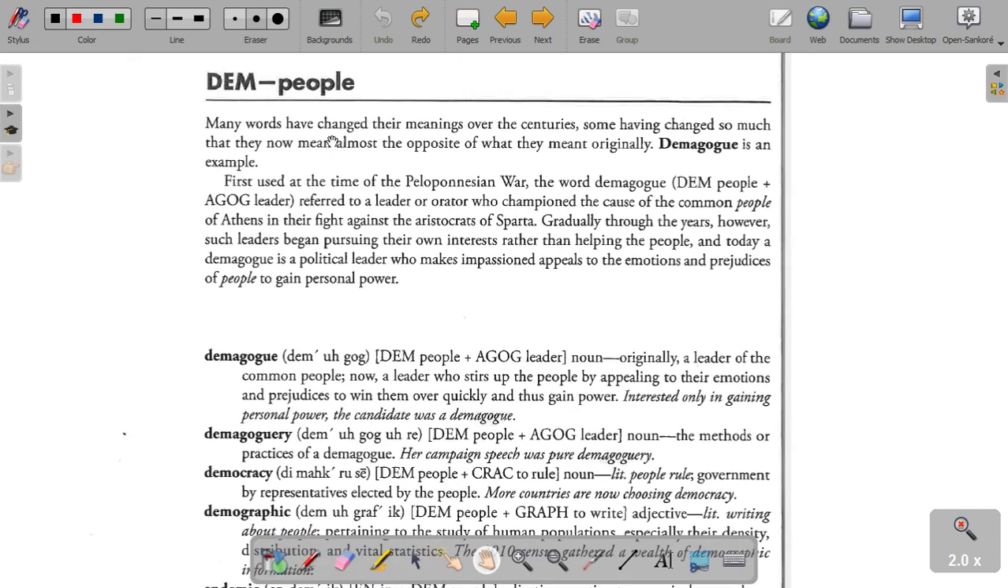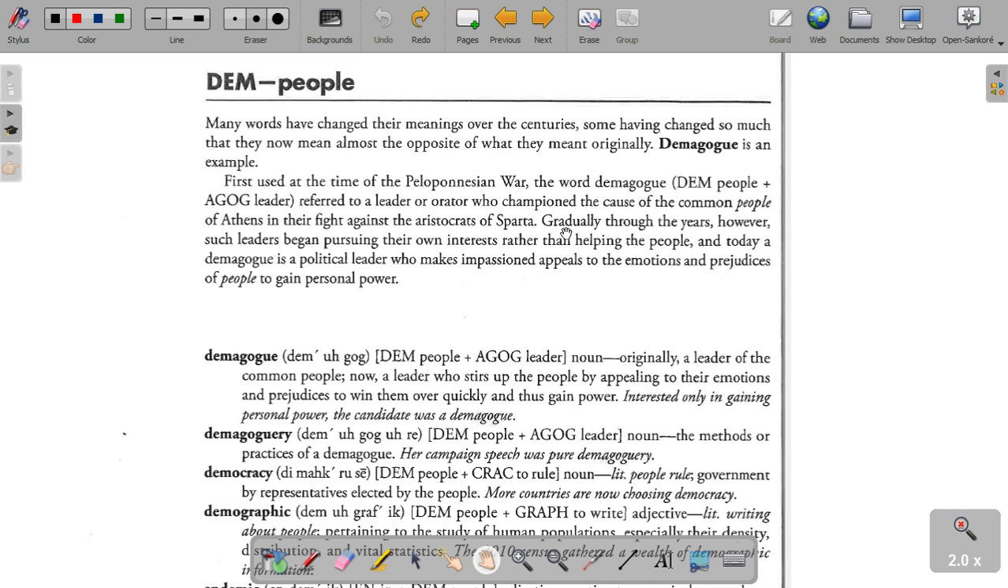So many words have changed their meanings over the centuries. Demagogue is an example, and it actually means the opposite of what it originally meant. It was first used at the time of the Peloponnesian War. The word demagogue, which literally means people leader, referred to a leader or orator who championed the cause of common people, of Athens in their fight against the aristocrats of Sparta.